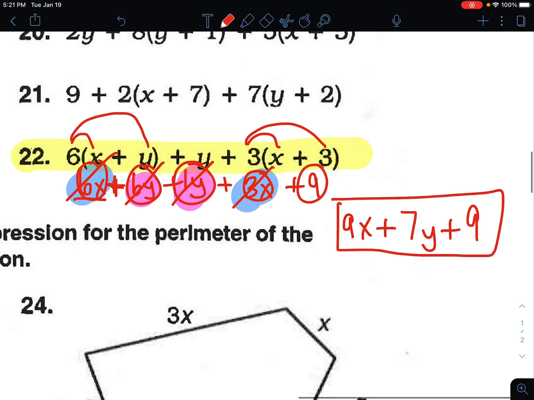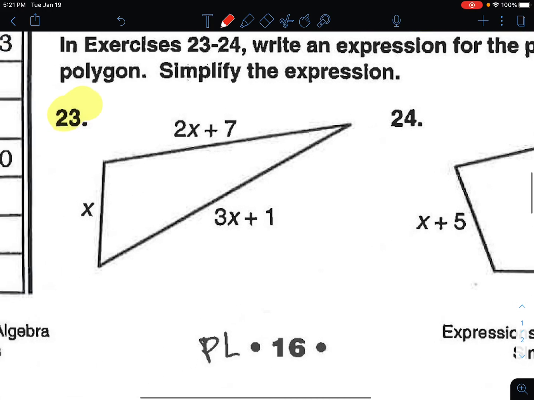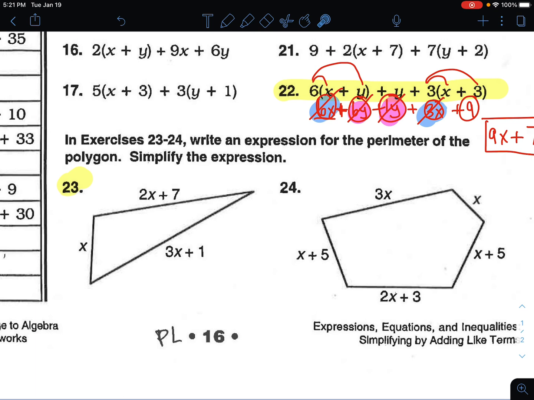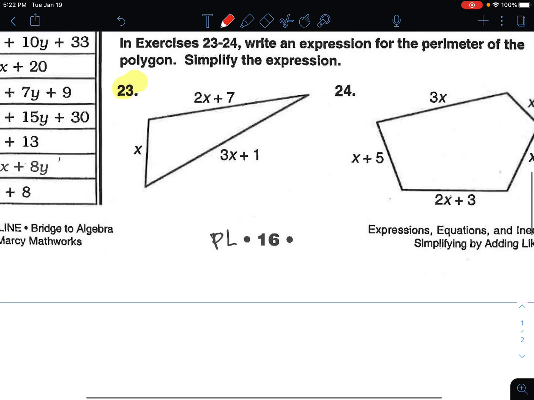All right. So one more. I'm going to try number 23. They want us to write an expression for the perimeter of the polygon and simplify the expression. Now, the perimeter of something is the distance on the outside. So what we need to do is add up all the sides. So we're going to add up x plus 2x plus 7 plus 3x plus 1. So we are adding up all the sides.